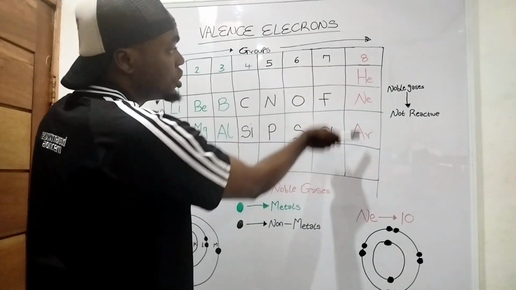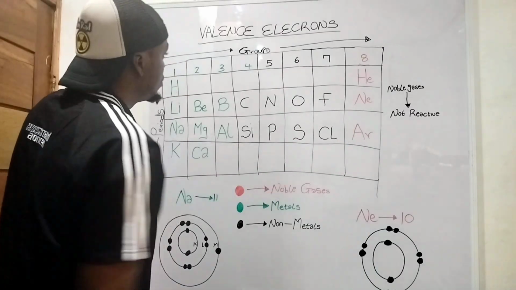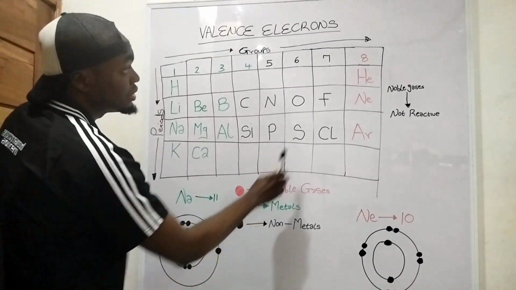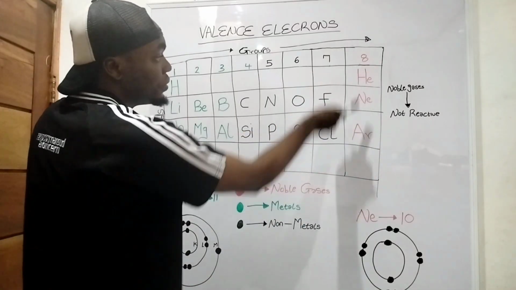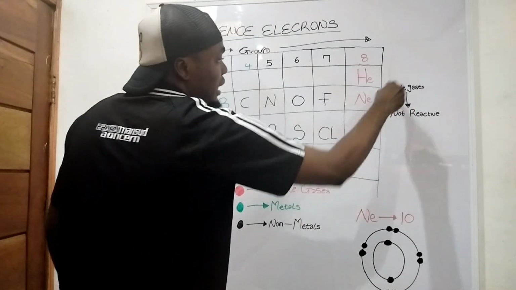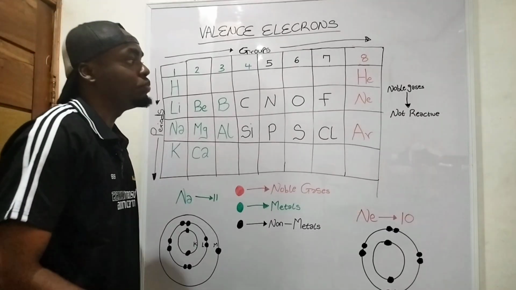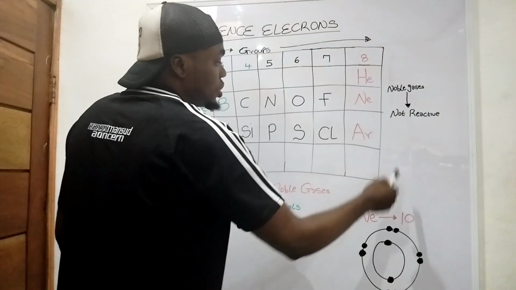They have their outermost shell completely filled. If you take a look at this, the noble gases are the ones I wrote in red, and they are non-reactive. Take note, noble gases are non-reactive. It's very important. And why are they non-reactive? Because they have their outermost shell completely filled.